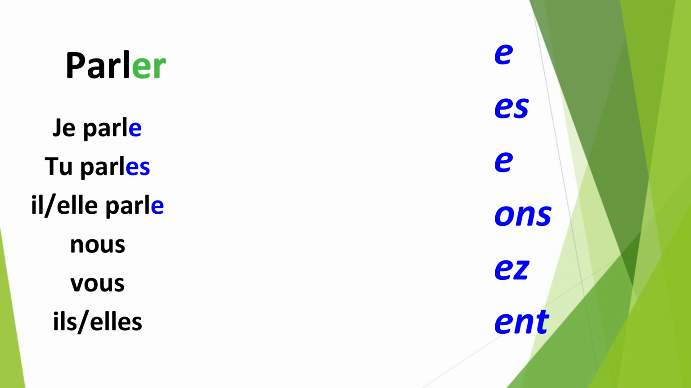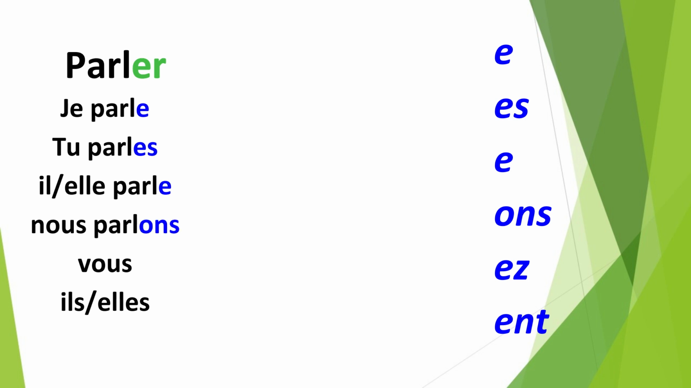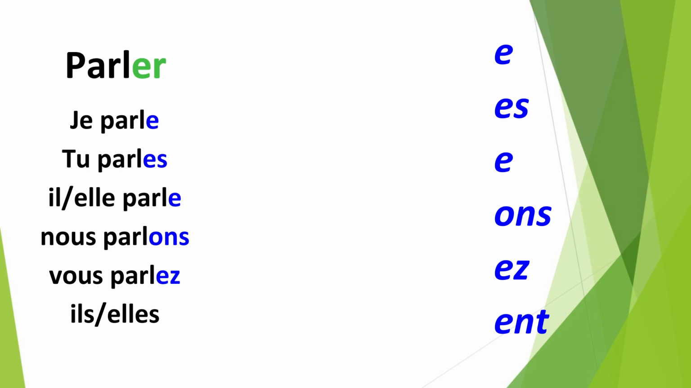Next, if we go for nous, we again eliminate ER, write down PARL, the remaining part, and put ONS. So it becomes nous parlons. Next one for vous, same thing, cut off ER, put down PARL, and now the ending would be EZ. The last one, guys, ils, elles, which is they in our case, you again put PARL and ENT this time.